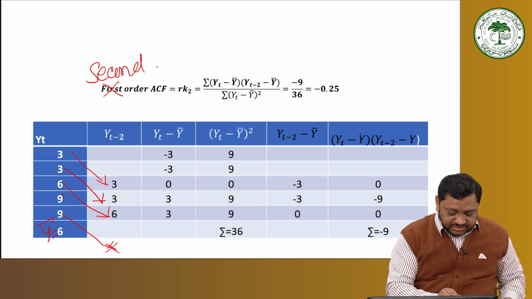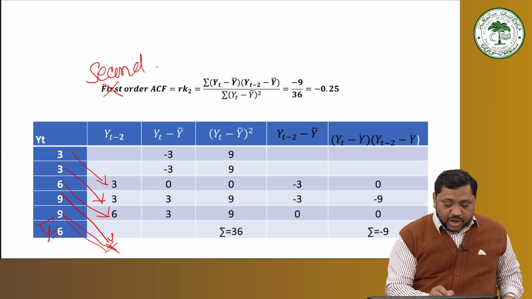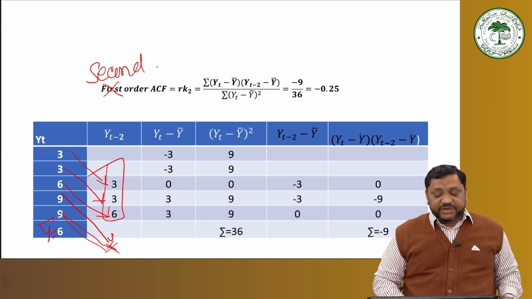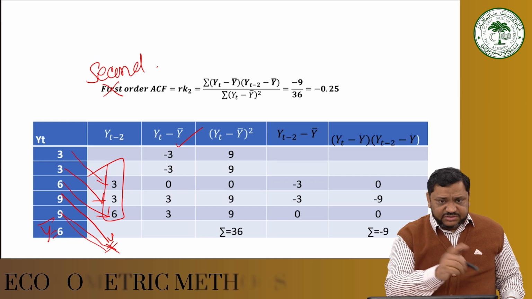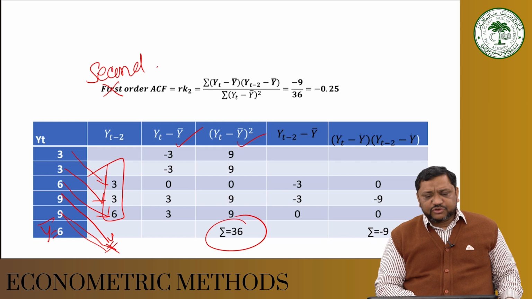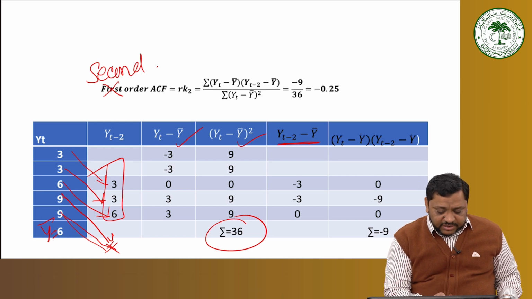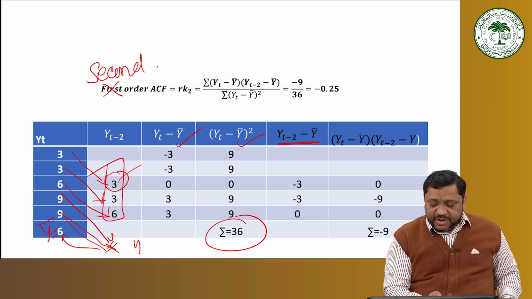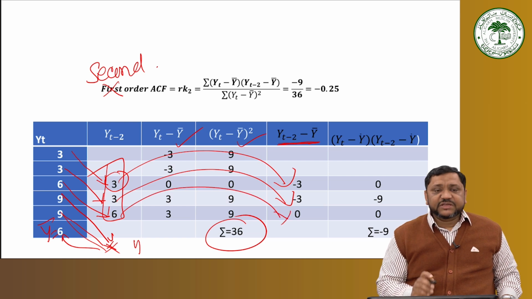The same for this 9, I cannot write it over here, and the remainder of the 9 I also cannot take. So our yt minus 2 restricts itself to only this much. Then we do yt minus y bar, which is the same thing we have done, and the square of yt minus y bar sums to 36, as in the earlier case. Now next we do yt minus 2 minus y bar. Now my yt minus 2 is here and y bar is equal to 6. So 3 minus 6 is minus 3, 3 minus 6 is minus 3, 6 minus 6 is 0.